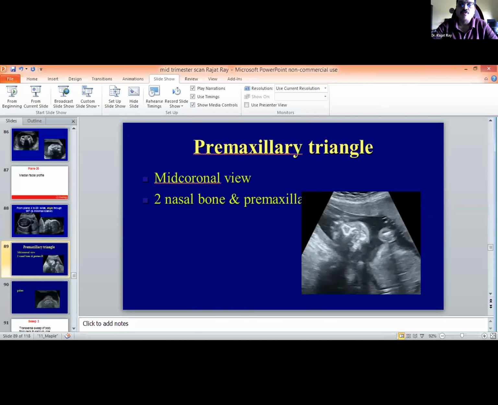Here also you can look for the premaxillary triangle. If you move your probe to the mid coronal section, you can see the triangle which is formed by two nasal bones on either side. The base is formed by the premaxilla, which rules out anterior cleft palate.